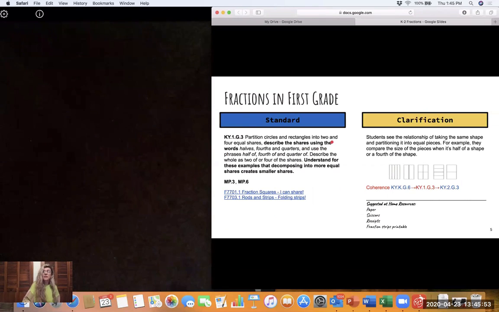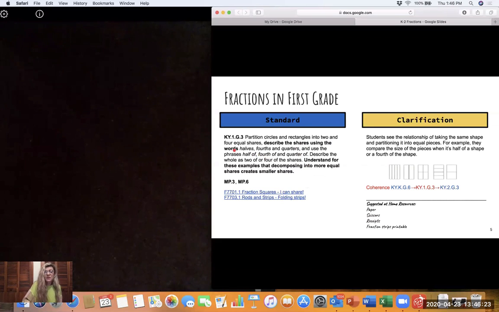And we're still in the first grade with this one. And this, of course, is a geometry standard. But as you can see, it's going to build toward that understanding of fractions and equal parts. So it says to partition circles and rectangles into 2 and 4 equal parts. Describe the shares using the words. Now, it says using the words. We are not writing the symbols with these kiddos. They're too young to understand that.